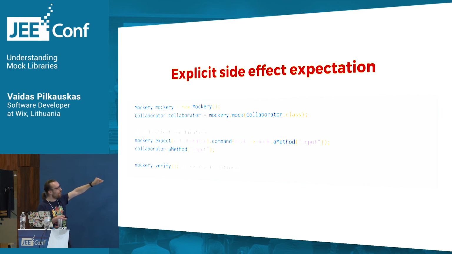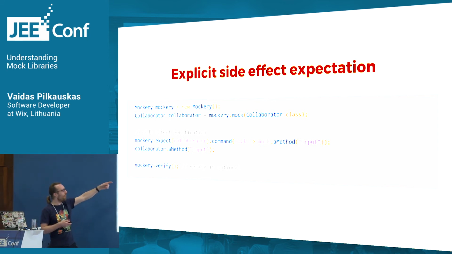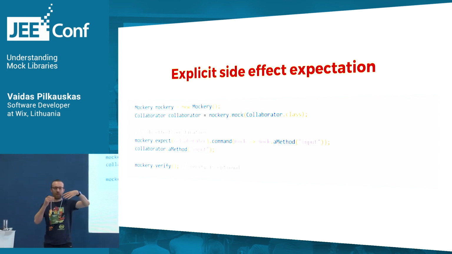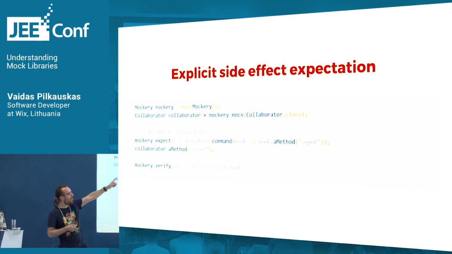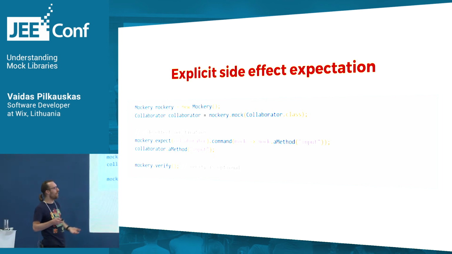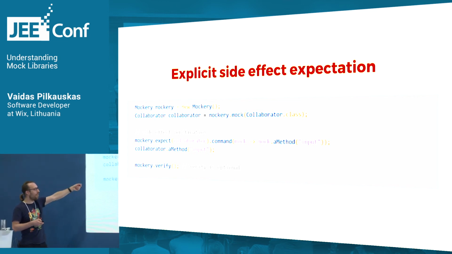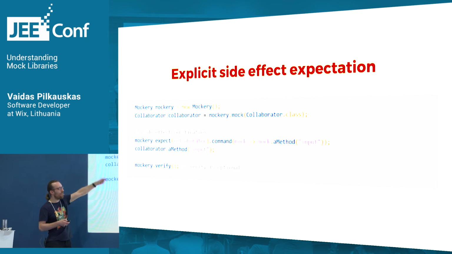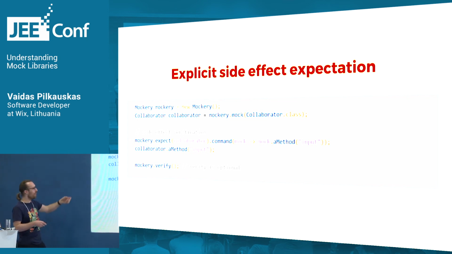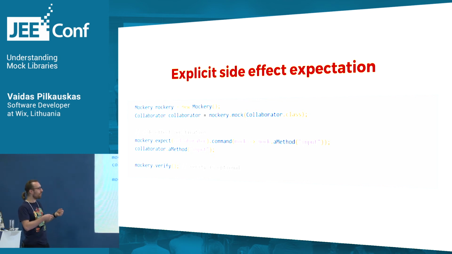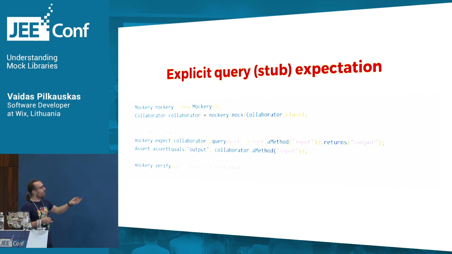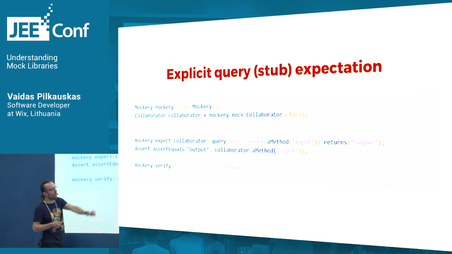What I wanted to do was get separate APIs for side effects. A side effect is something that doesn't return a value, so you just send a command, like calling a void method. This is how it looks. And you don't have to call mockery verify, because that is only needed if nothing happens and you want to make sure that those expectations are actually reported as unexecuted. Similar thing with stubs. I say query, and then it allows me to return something.